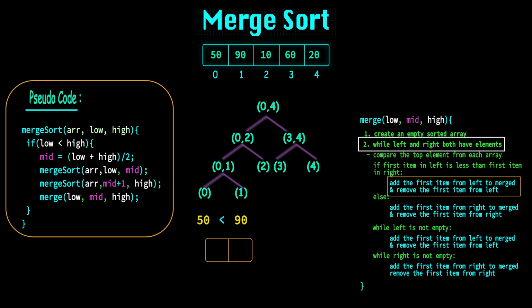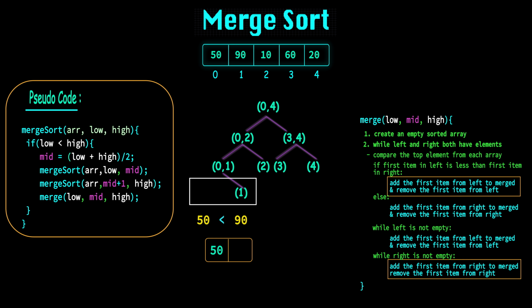We'll compare the top elements from each array. So here 50 is less than 90, right? We'll add that to the new array first and we'll remove that first item from that original subarray. After that, there are no elements in the left subarray and only one element in the right subarray. We will bring that to the new sorted array. So here the element 90 comes to the sorted array and it's already been removed from the right subarray.